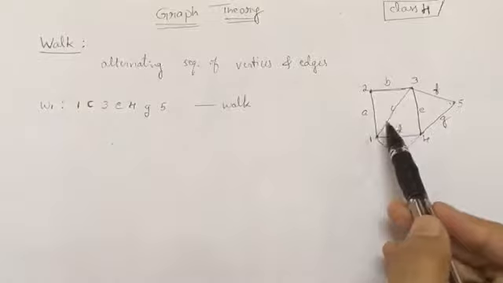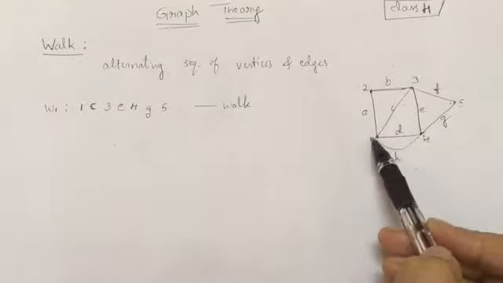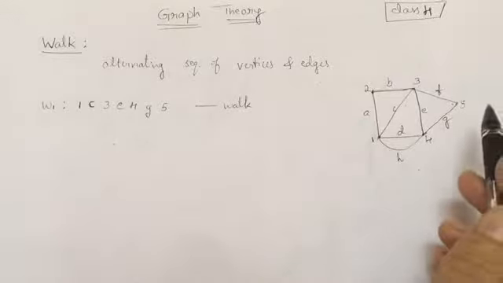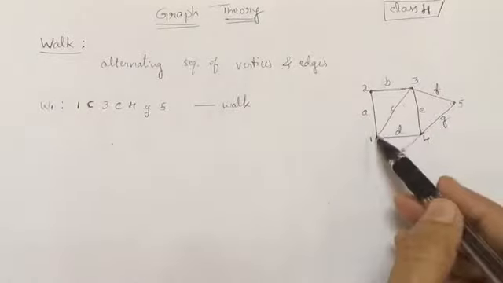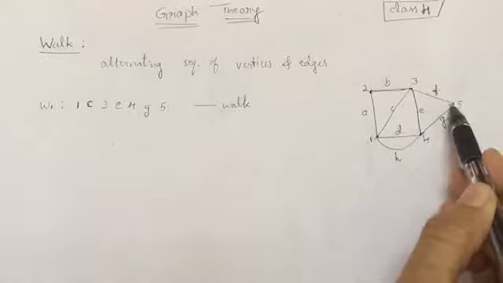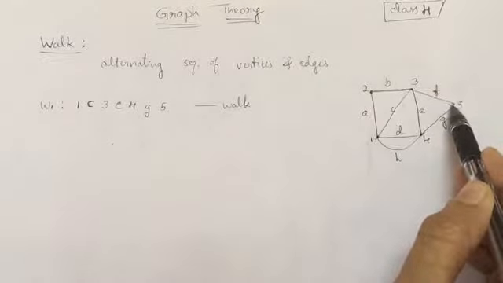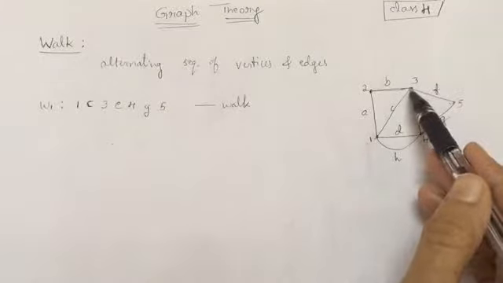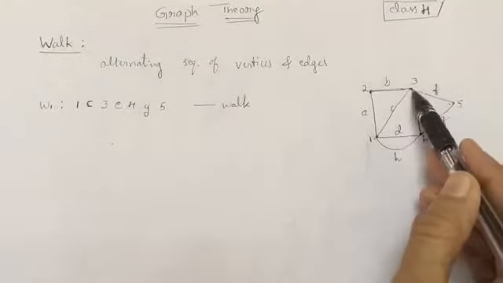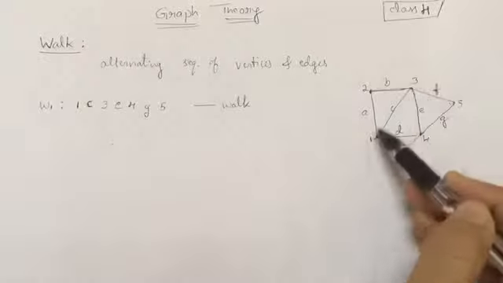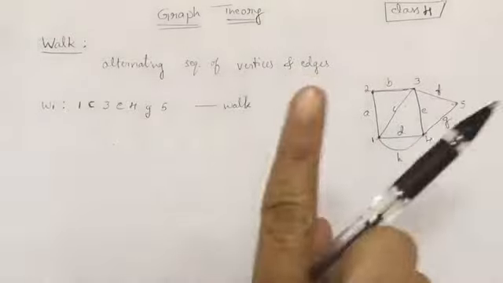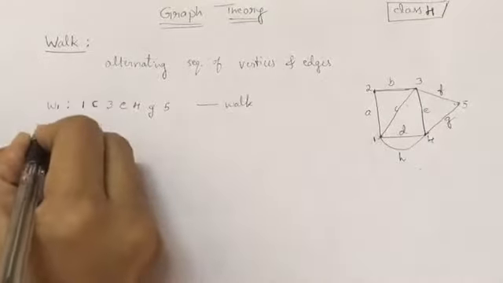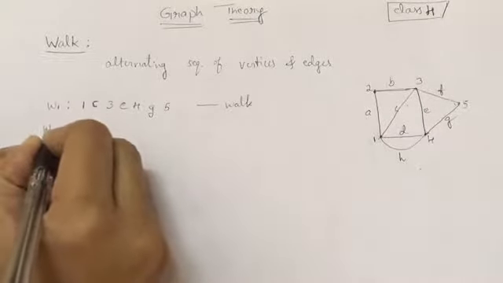A walk is a finite sequence of vertices and edges beginning with and ending with vertices such that each edge is incident with the vertices preceding and following it, where no edge appears more than once. Okay, this is one walk. Let me define a few more for this example.